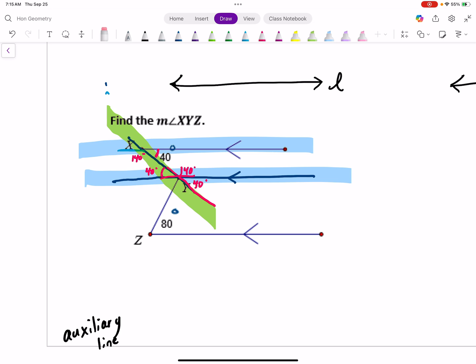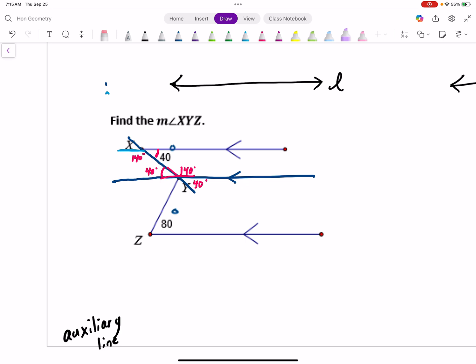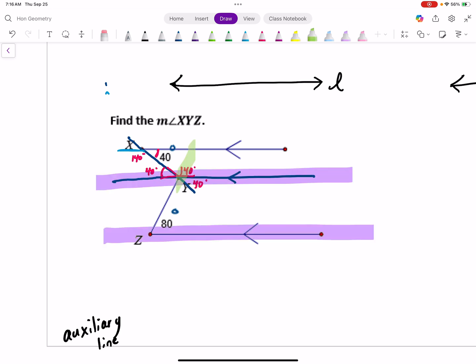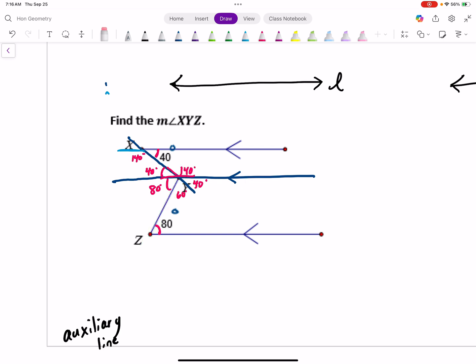Let's say I take those off, and then I look at this set of parallel lines with this transversal. Then if this is 80 degrees, so is this. You got your alternate interiors off those parallel lines. And then you got 40 degrees there. 80 and 40 is 120. That leaves 60 degrees right here. All right, let's take off all the highlighted parts. Let's see what we've got.